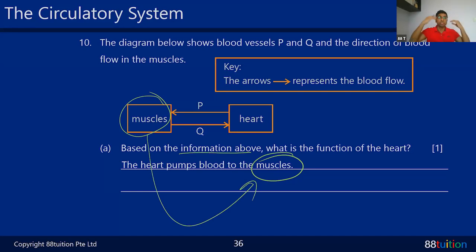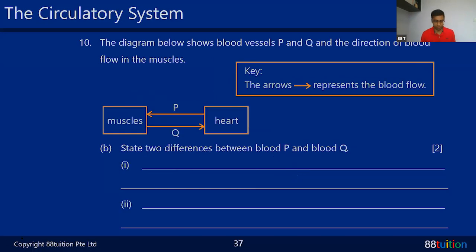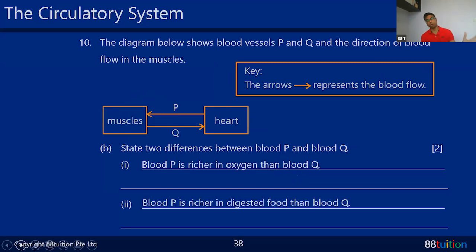You are just basing it on the information taught in school, in class by your tuition teacher. You did not look at the question carefully. So you just need to say, although the heart pumps blood to all the rest of the body, in this question we're talking about only muscles, because he's probably going to use his muscles to do something. State 2 differences between P and Q is also already done many times. One will have more oxygen, one will have less oxygen.